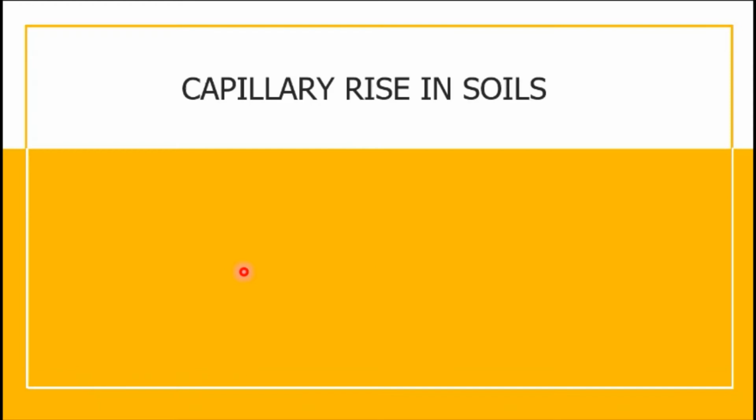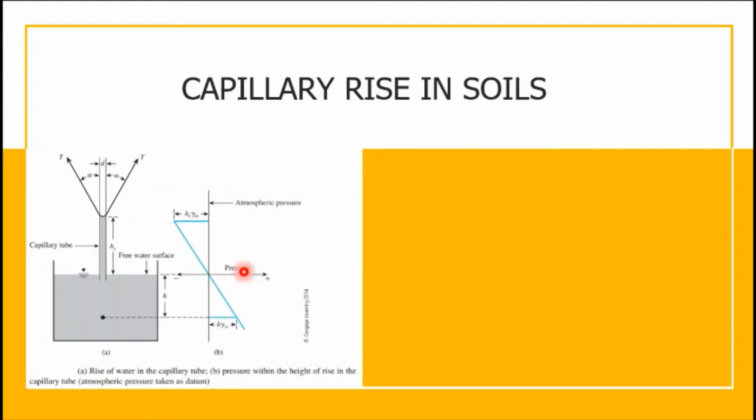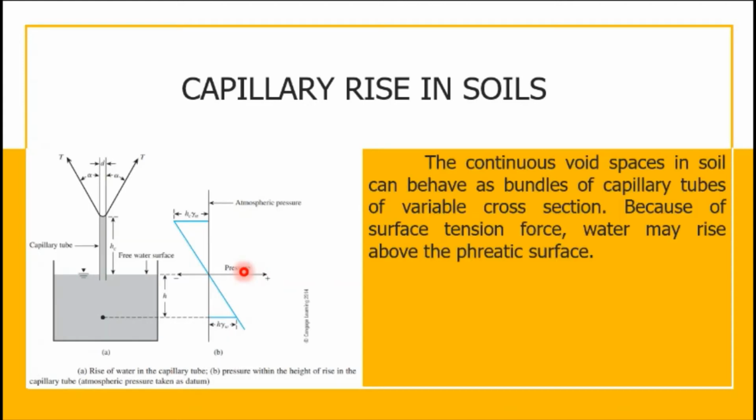And the last topic for this discussion is the capillary rise in soils. For example, the continuous void spaces in soil can behave as bundles of capillary tubes of variable cross-section. Because of surface tension force, water may rise above the phreatic surface.